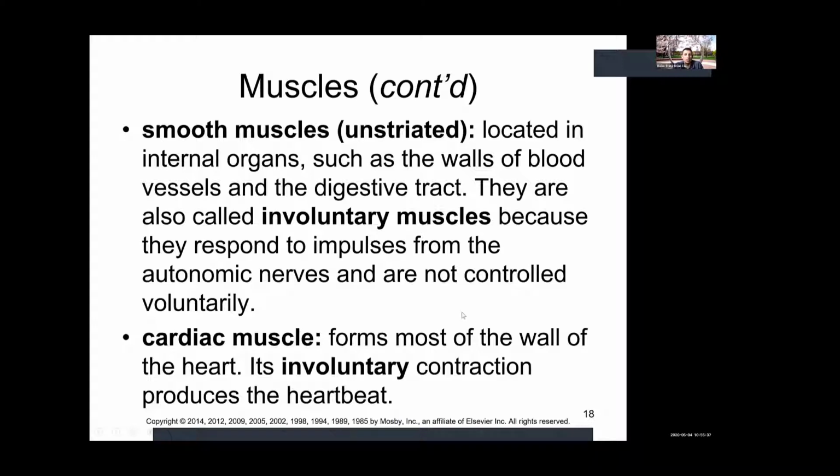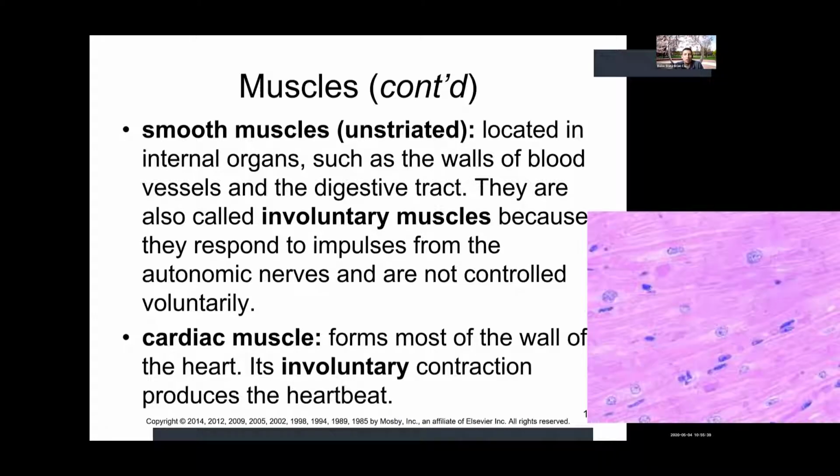However, these muscles and its drive or its stimulus to beat has nothing to do with what our brain is doing. Again, we can relax. We can sort of take some deep breaths and focus on something else. And we can get ourselves to relax so that our heart rate will slow down.